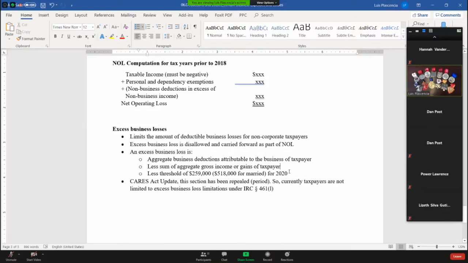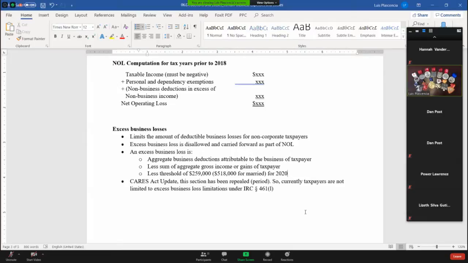Then if you still have a loss, let's say they still have an NOL, it used to be 250,000 and 500,000 for married. Then that gets capped off. That's the maximum amount that you'll be able to deduct. Anything over that amount is an NOL. Again, it used to be 250,000 and 500,000. For 2020, it's supposed to be 259,000 and 518,000.